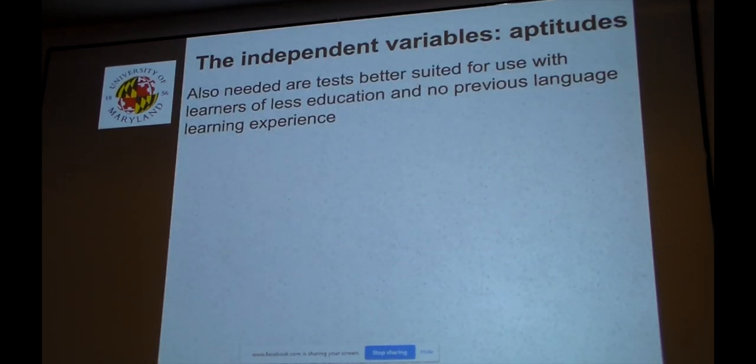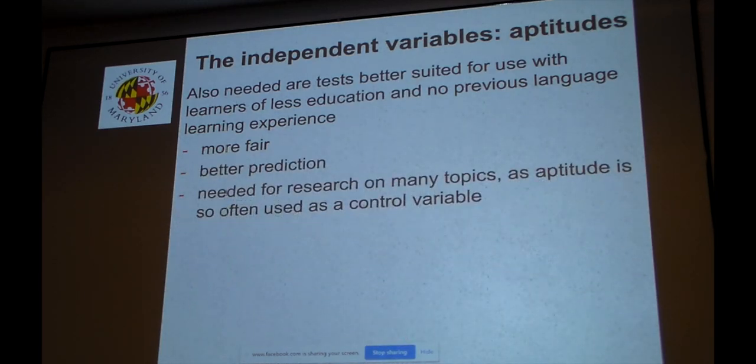Also needed are tests that are better suited for use with learners of less education and no previous language learning experience. We tend to forget that because many of us teach academic type students. But as you know, there are about how many? About 65 million refugees in the world at this point, according to United Nations estimates. Many of them end up, of course, in countries where a different language is spoken. Many of them do not have very much education, even though there are many exceptions too. So that's a population that we haven't looked at very much. It would be more fair to also do research with them. It may lead to better prediction, of course.